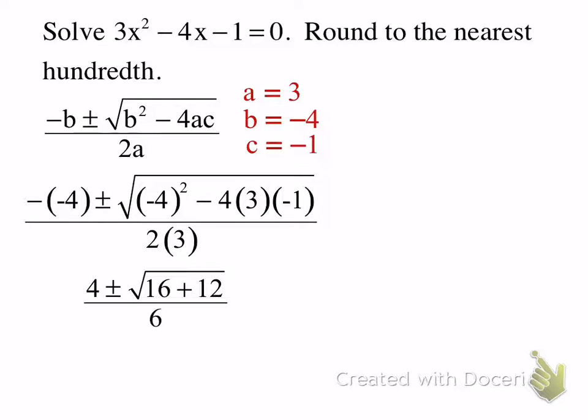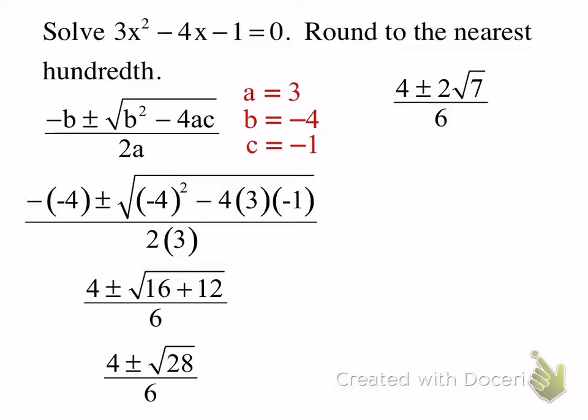Can I take the square root of 16 and the square root of 12? No. We've got to simplify inside. It's the square root of 28. Now what? Yes. Simplify the square root of 28, which is 2 rad 7, because there's a 4 in there. It's 4 times 7, so the square root of 4 is 2. 2 rad 7 over 6.